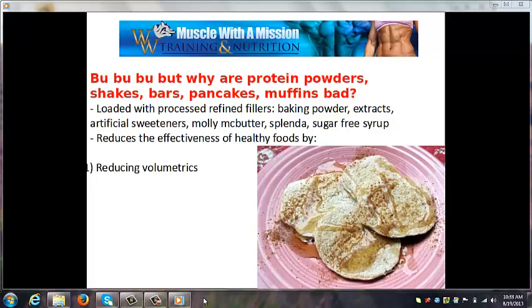So when you eat this and you add all these extracts and you add all these fillers, they're going to fill you up.